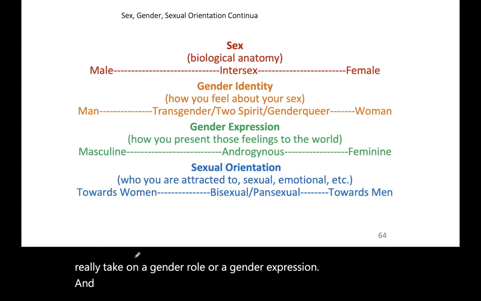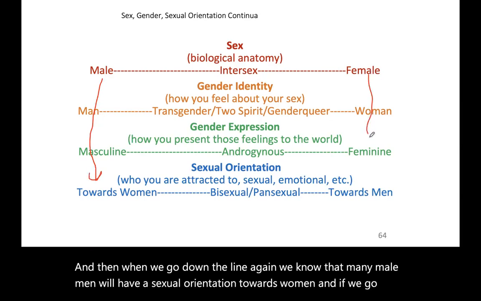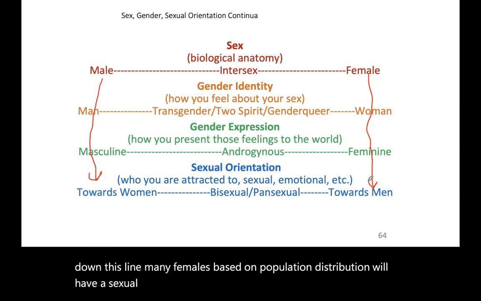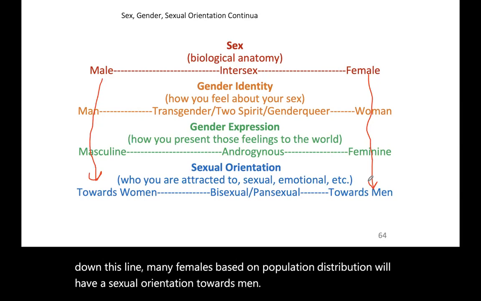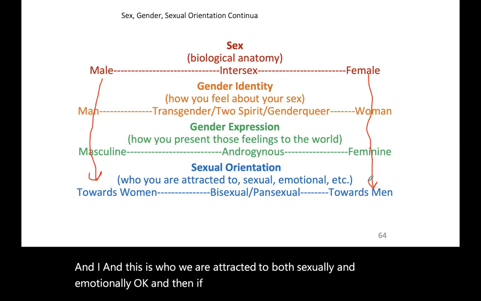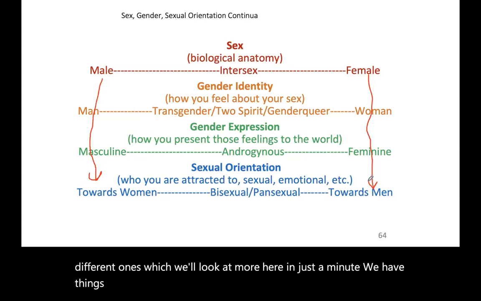And then when we go down the line again, we know that many men will have a sexual orientation towards women. And if we go down this line, many females, based on population distribution, will have a sexual orientation towards men. And this is who we are attracted to, both sexually and emotionally. Okay. And then if we look in between again, we get some different ones, which we'll look at more in just a minute. We have things like bisexual and pansexual.